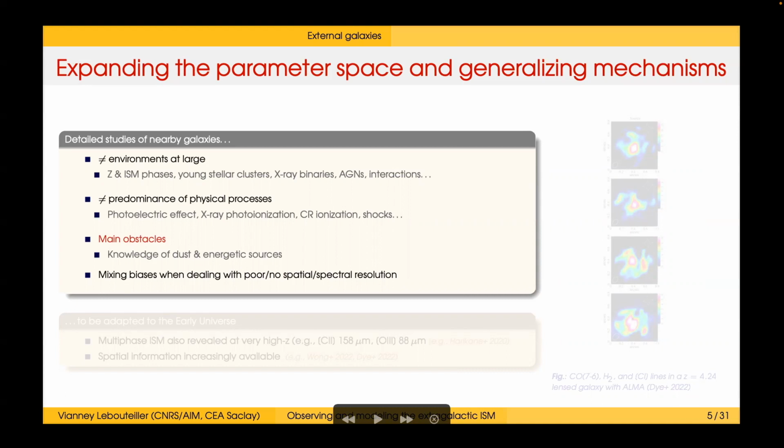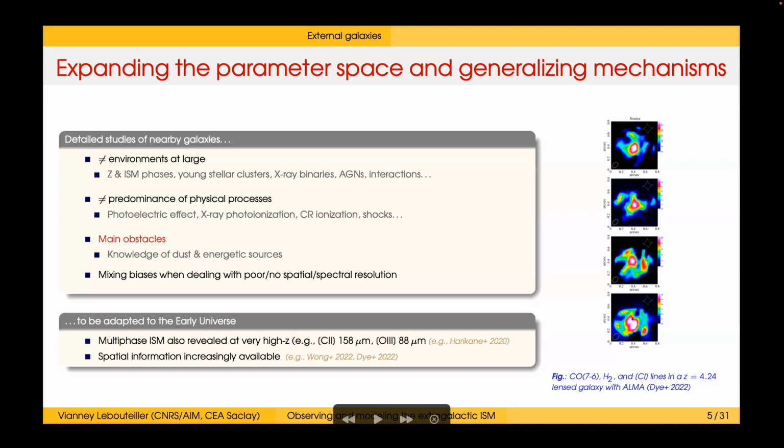The main obstacle is that a lot of these processes depend on the dust properties, and you have to have accurate knowledge of the dust properties in different environments, and also of the energetic sources. And of course, you have mixing biases when you have no spatial resolution or little spatial resolution.